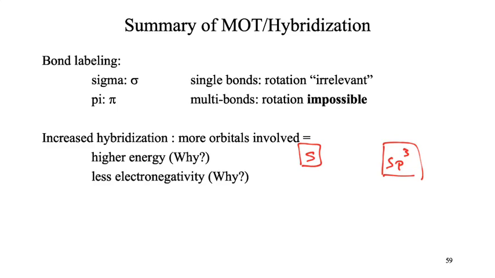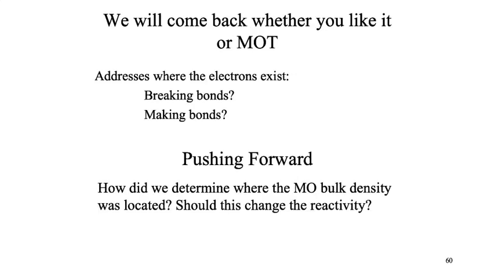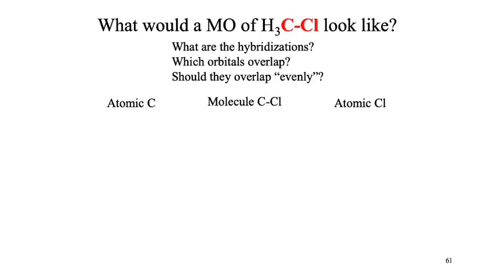Okay? Less electronegativity. Why? Your P orbitals are further from the nucleus than the S orbitals. That's that energy jump. Okay? The further it is from the nucleus, the less it's holding it. By definition, there's electronegativity. Okay? Kind of make sense? So those are the big things, okay? We will come back to it, but for the most part, what we're really concerned about is where's the electron density located. Okay? I do want to address one thing with molecular orbitals.